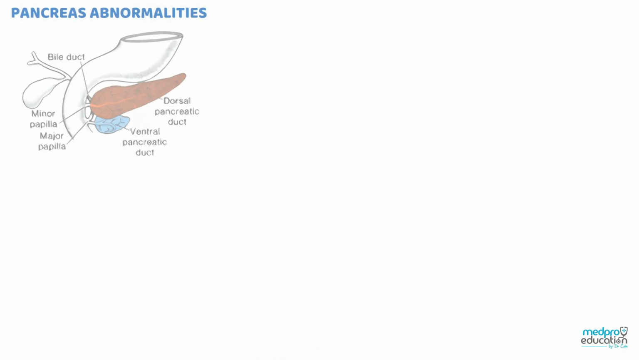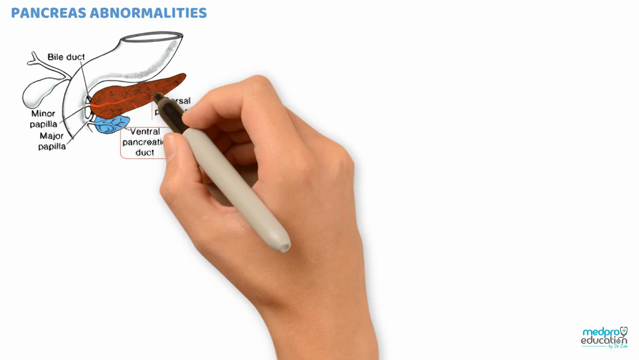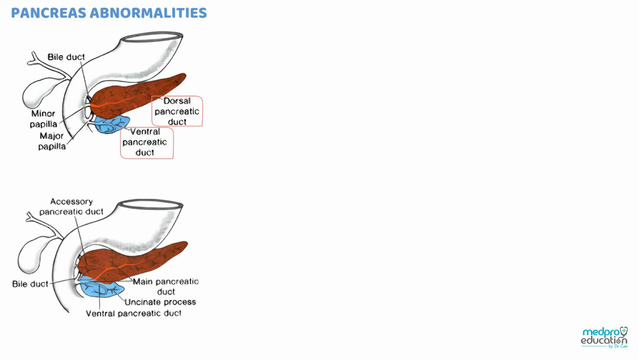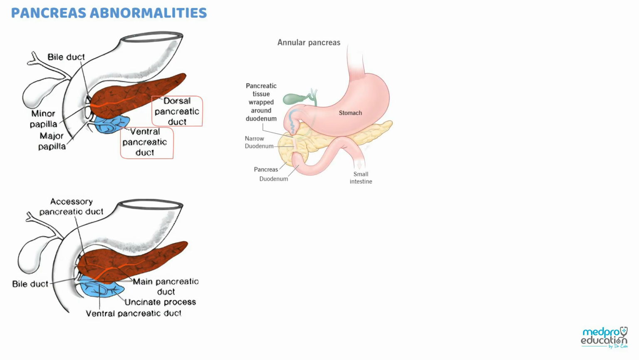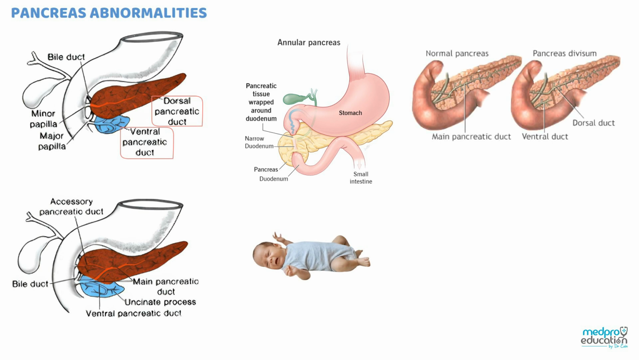Next is pancreatic abnormalities. The pancreas forms from two buds, a ventral bud and a dorsal bud. Fusion of these buds and their ducts forms the adult pancreas. Two major anomalies include annular pancreas, where pancreatic tissue encircles the duodenum, leading to obstruction or vomiting in newborns. Pancreas divisum, where the dorsal and ventral ducts fail to fuse. This can predispose patients to recurrent pancreatitis.